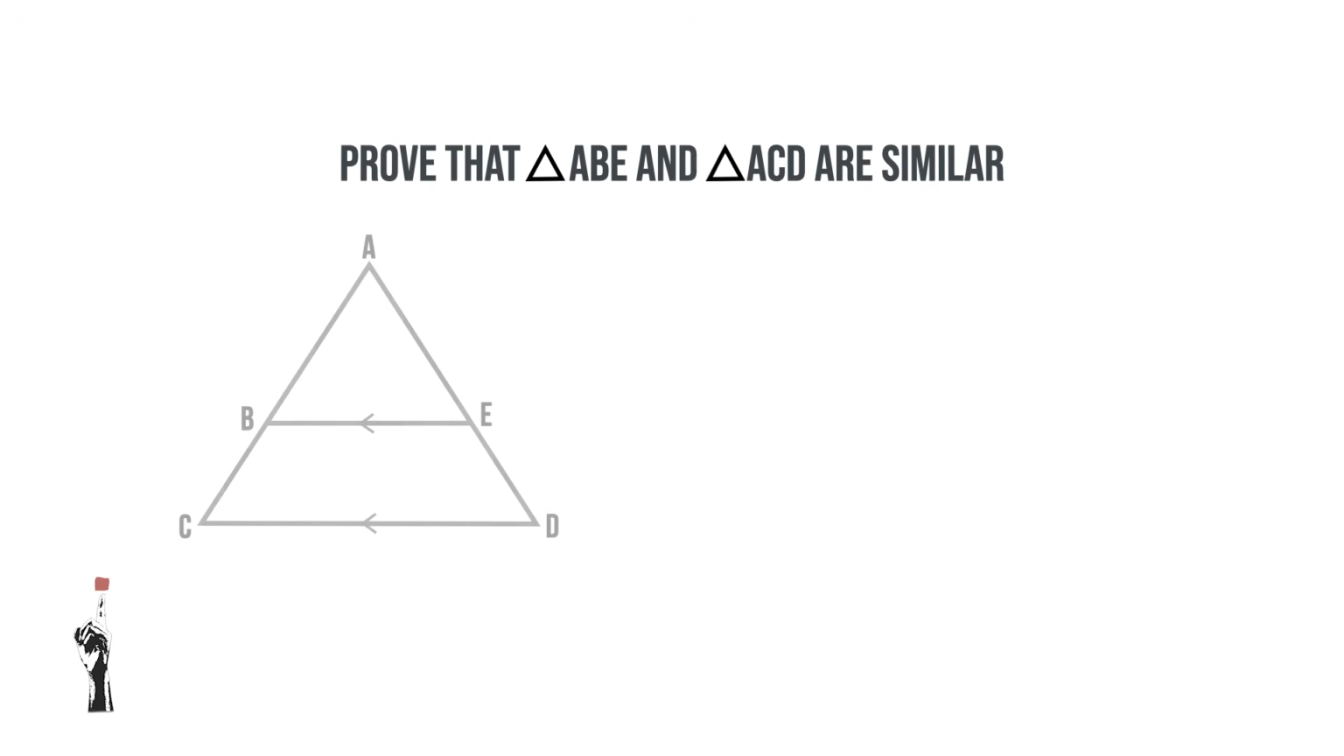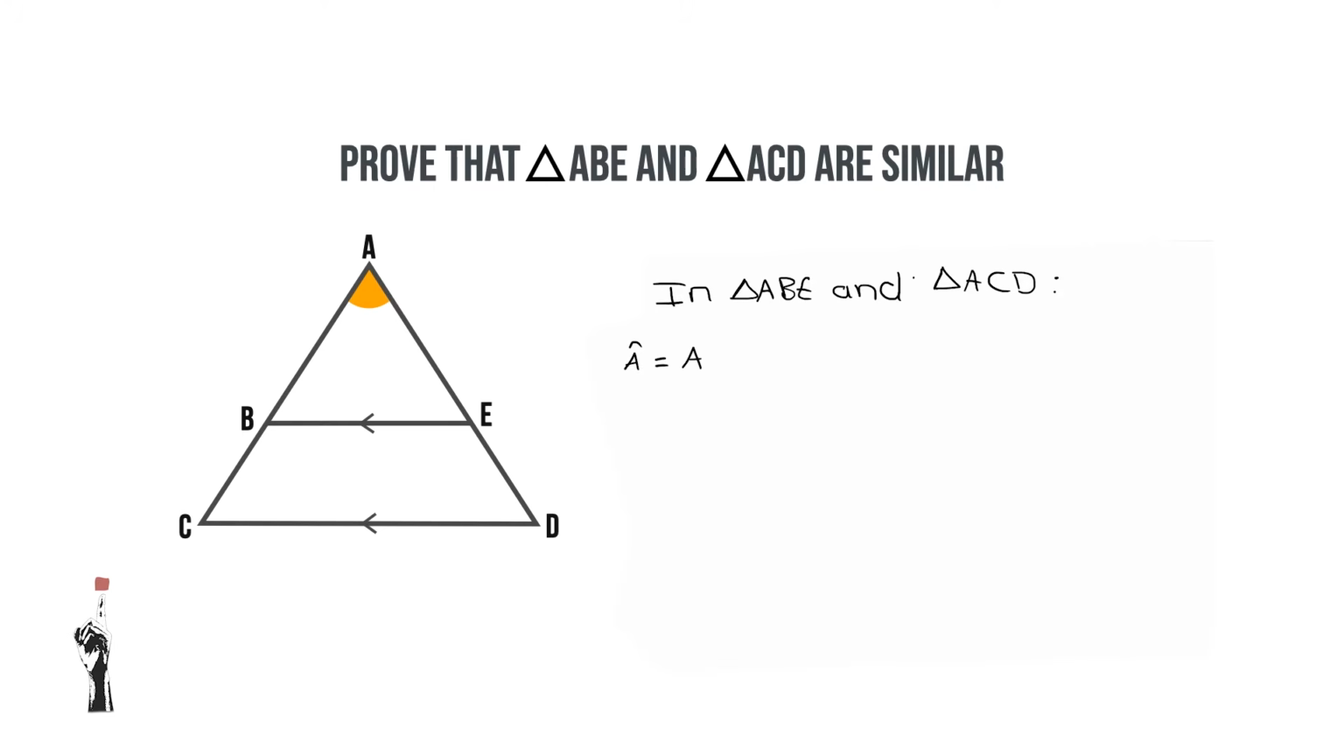Prove that triangle ABE and triangle ACD are similar. But first, now we have a new concept. We clearly see that angle A is in both triangles. Angle A is in the small triangle, but angle A is also in the large triangle. Since angle A is in both triangles, we call this a common angle. Therefore, I can write in triangle ABE and triangle ACD, angle A is equal to angle A with my reason common angle.